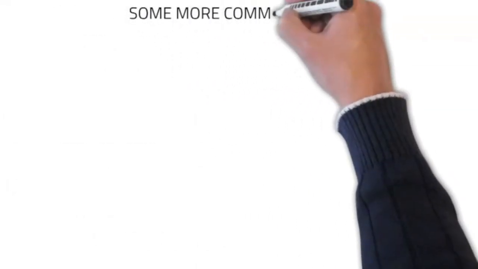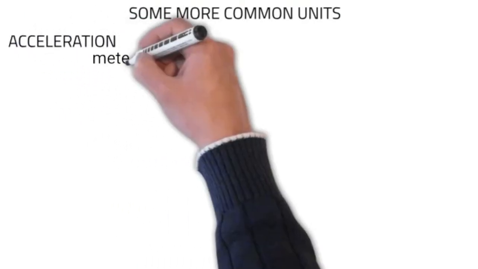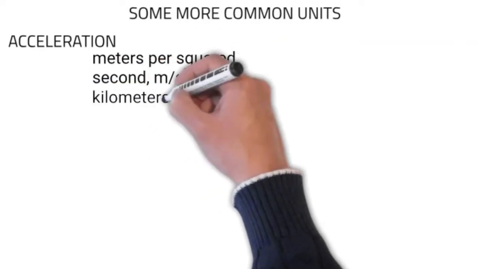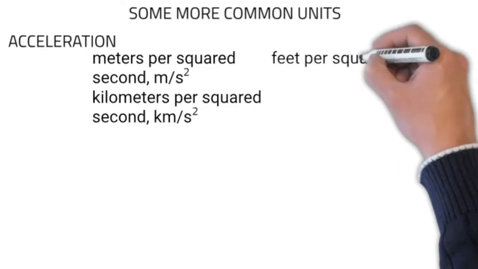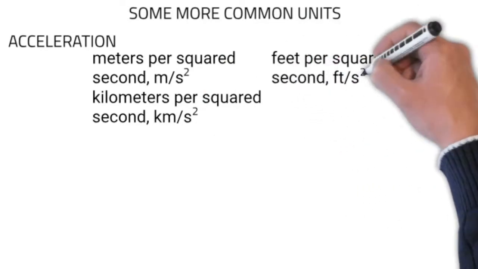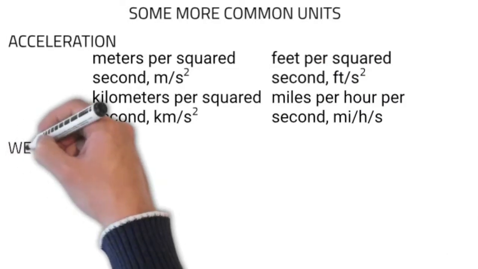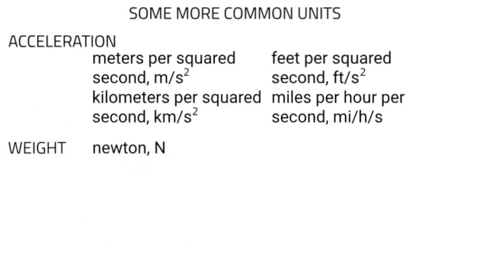We have some more common units. There are a lot of them, by the way. In the metric system for acceleration, we use meters per squared second and kilometers per square second. In the imperial system, we use feet per squared second, and we use miles per hour per second. That, by the way, is very helpful with the examination of acceleration and deceleration of a vehicle.